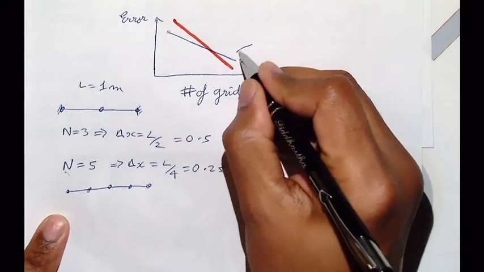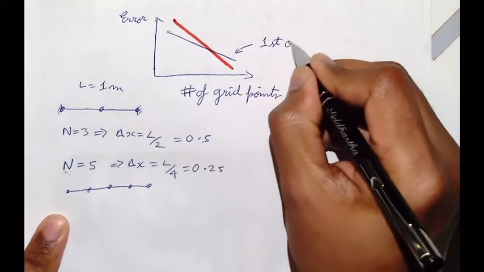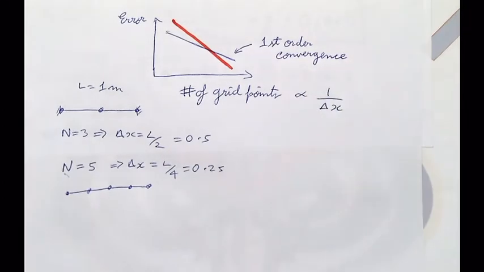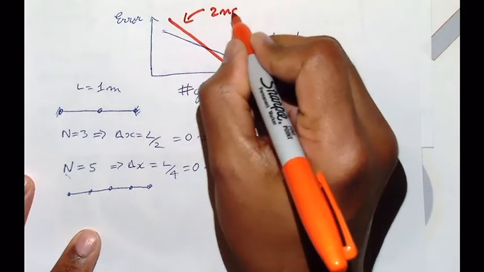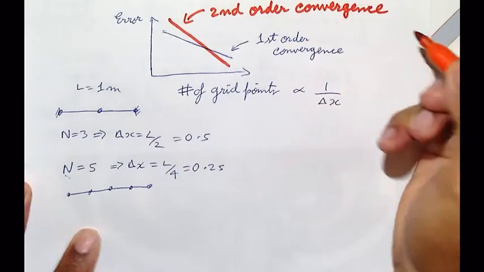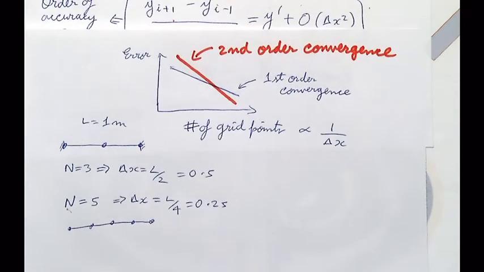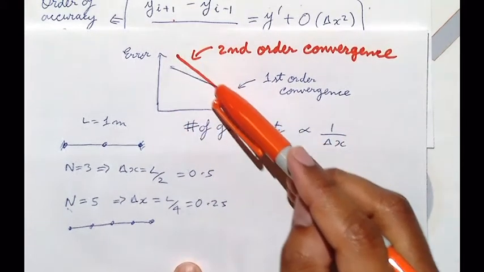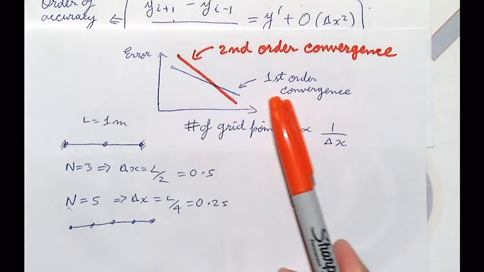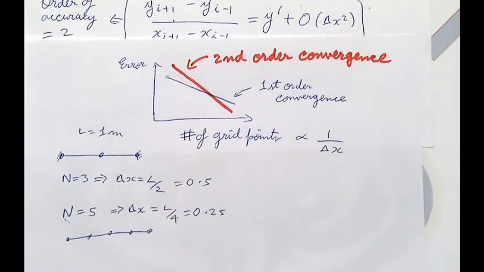So let's say this is the first order convergence, and this is the second order convergence. The error for the second order estimate drops much faster compared to the first order estimate. You can say that by looking at the slope of the graph. Now, remember we talked about how it's not absolutely necessary that the first order answer is worse than the second order. Can you see that on this graph here?